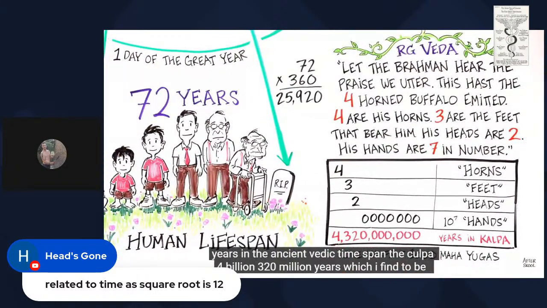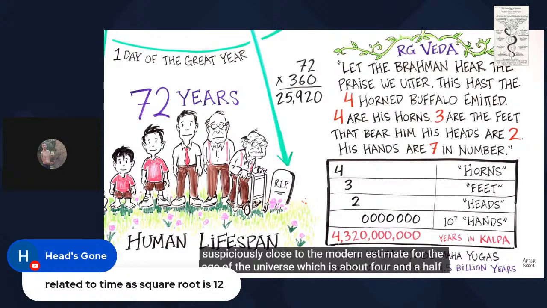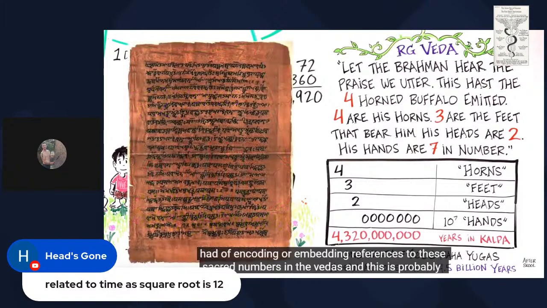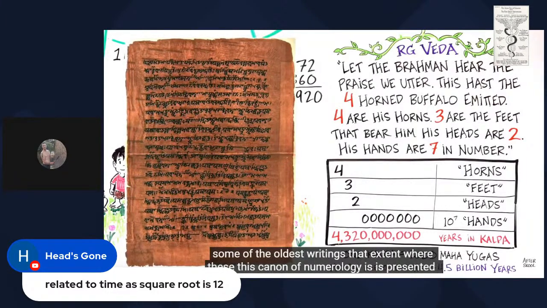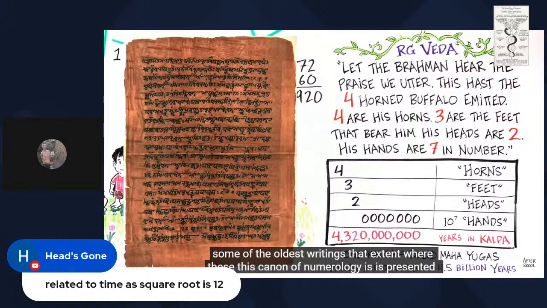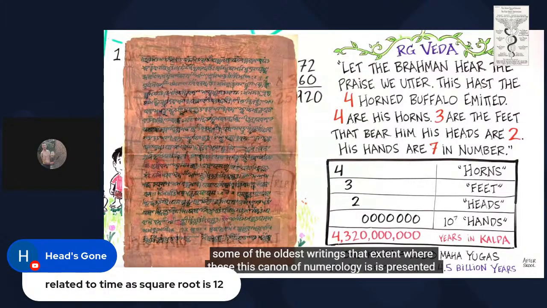4,320,000,000 years, which I find to be suspiciously close to the modern estimate for the age of the earth, which is about 4.5 billion years. So this was one way they had of encoding or embedding references to these sacred numbers in the Vedas. And this is probably some of the oldest writings extant where this canon of numerology is presented.